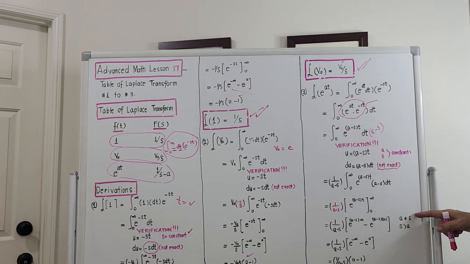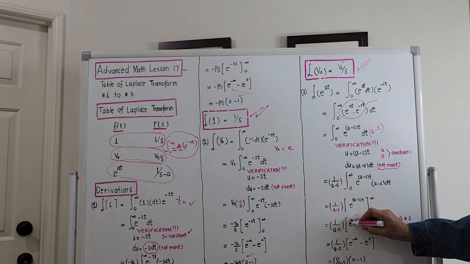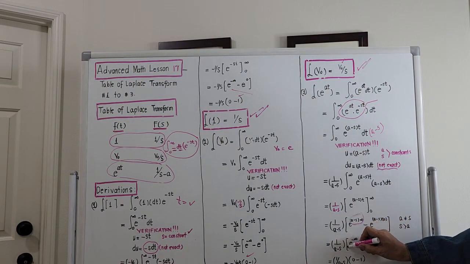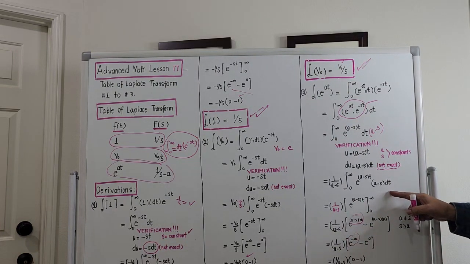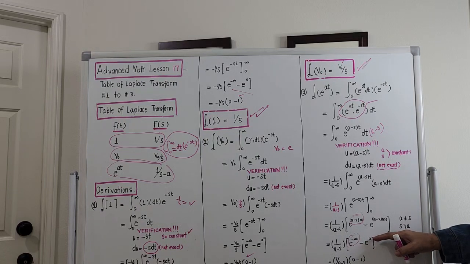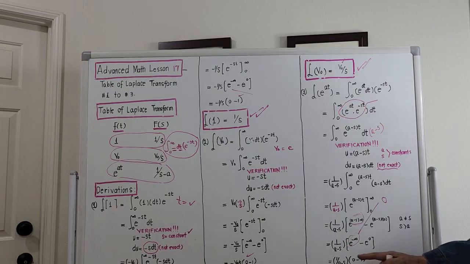If a is not equal to s, and s is greater than a, if we simplify this one, it will be simply e raised to negative infinity. And a minus s times 0 will be 0. So the power of the lower limit will be 0. And if we simplify the upper limit, this is 0, e raised to negative infinity. So 1 over a minus s times the quantity 0. E raised to 0 is 1, so this is minus 1.